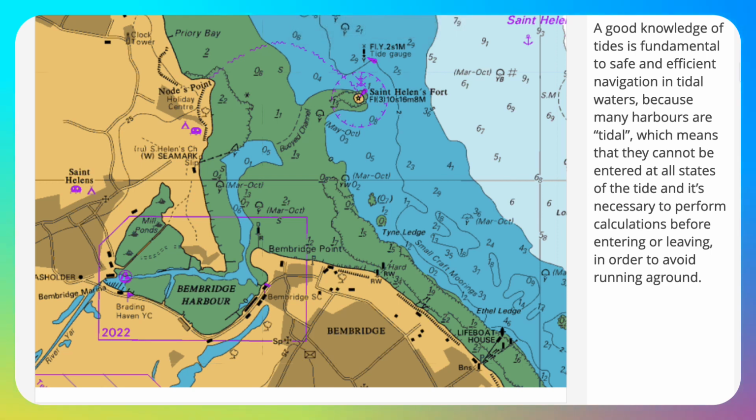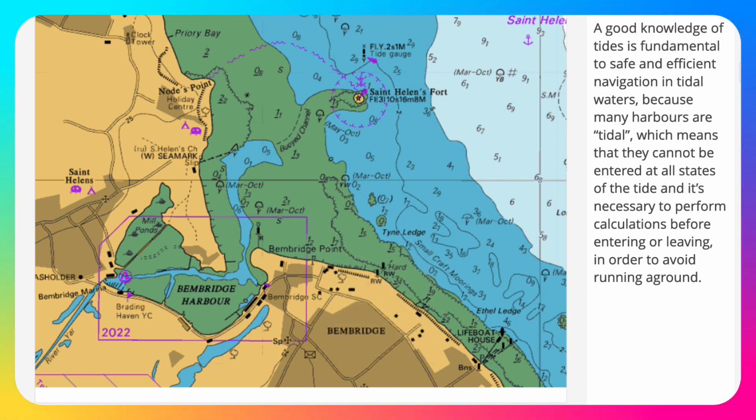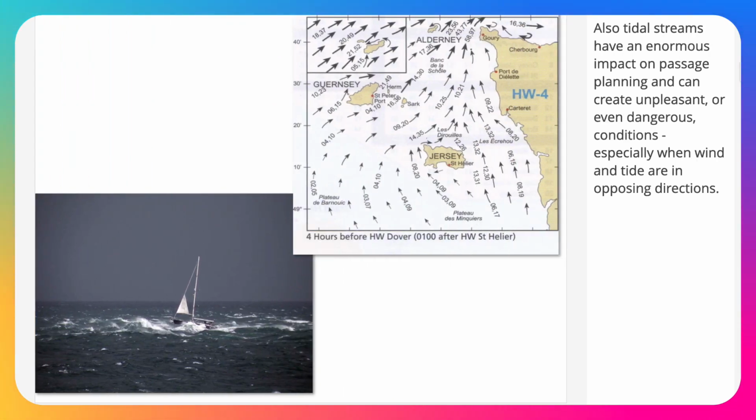A good knowledge of tides is fundamental to safe and efficient navigation in tidal waters because many harbours are tidal, which means that they cannot be entered at all states of the tide, and it's necessary to perform calculations before entering or leaving in order to avoid running aground. Also, tidal streams have an enormous impact on passage planning and can create unpleasant or even dangerous conditions, especially when wind and tide are in opposing directions.